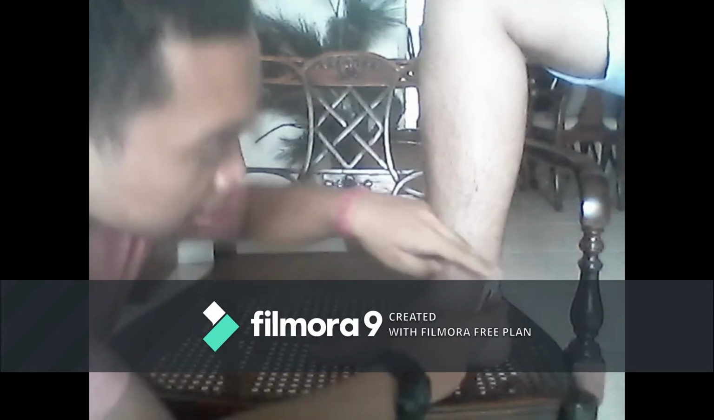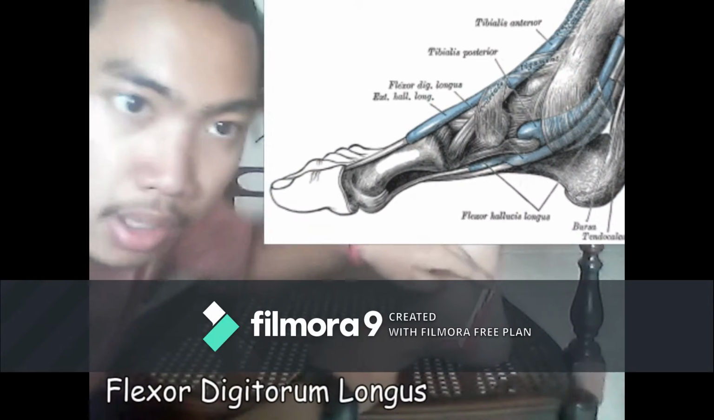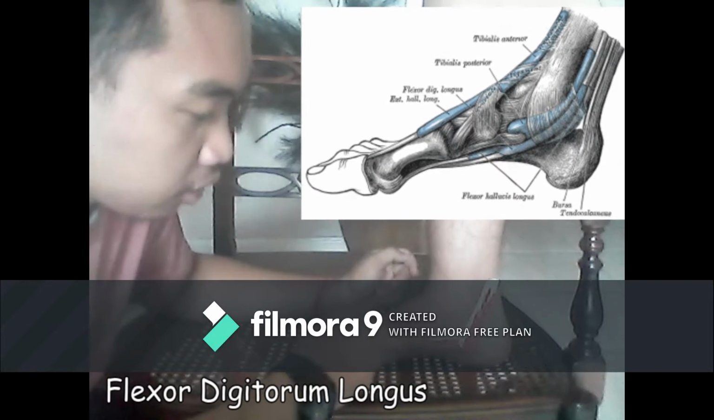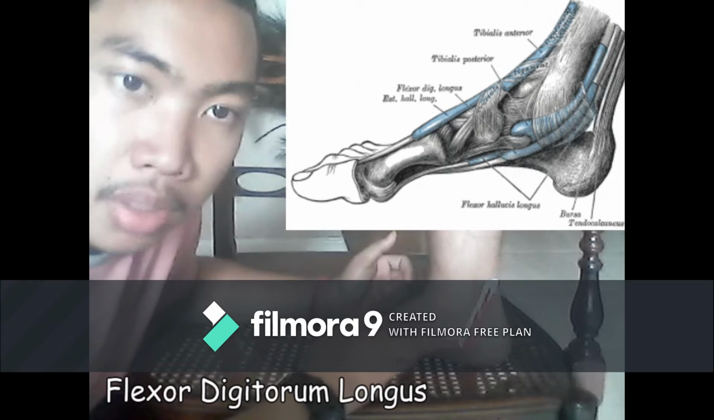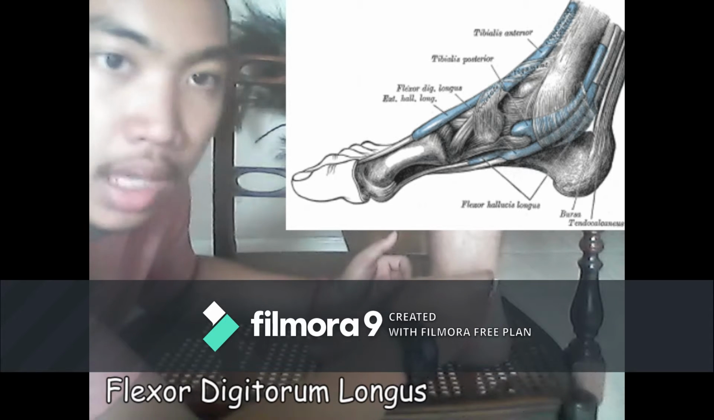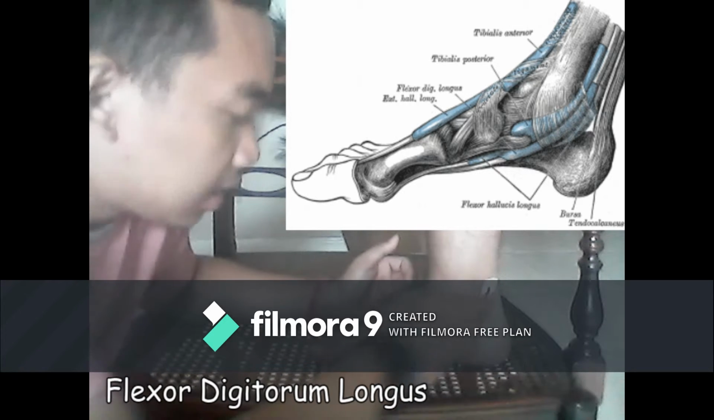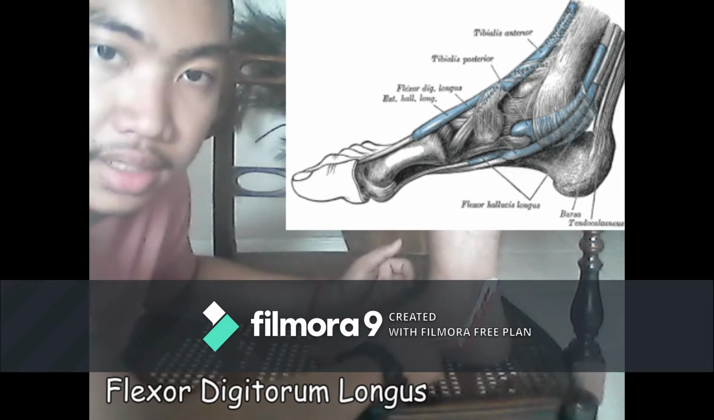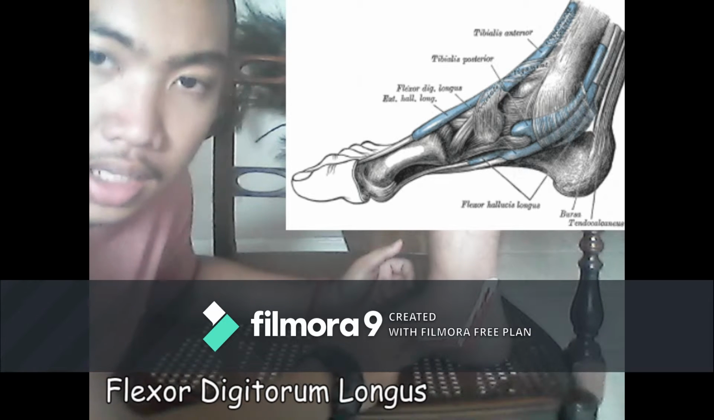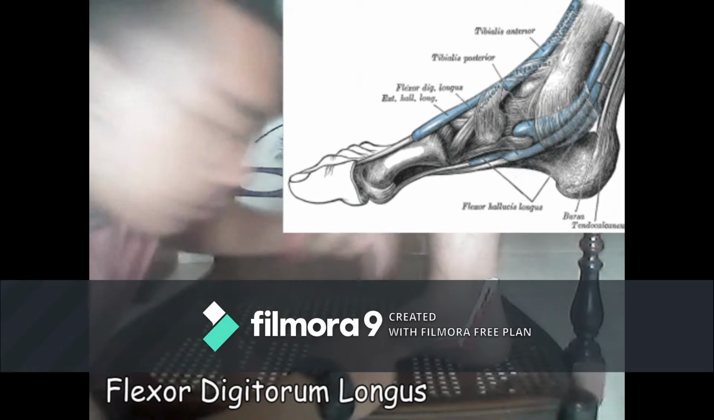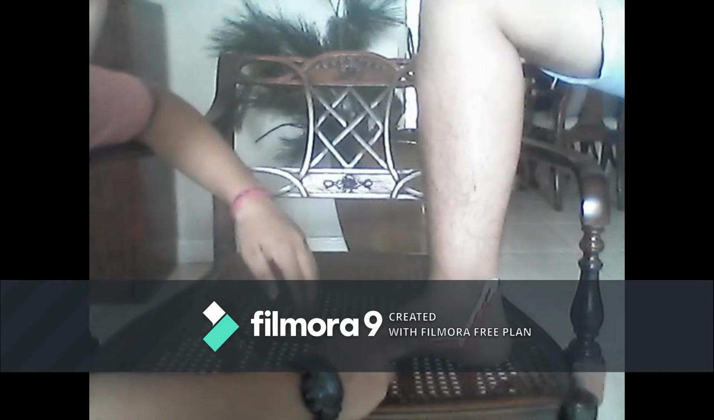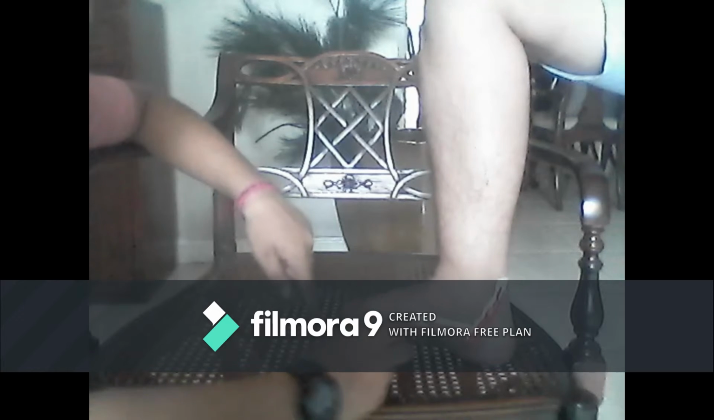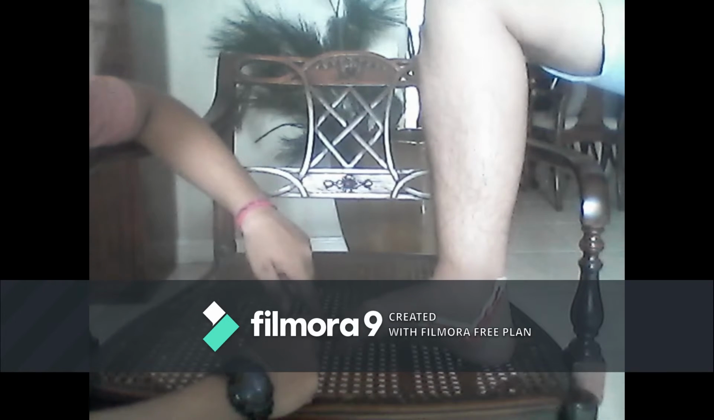So now I'll be talking about the flexor digitorum longus. So it originates from the posterior surface of the body of the tibia, and it is inserted at the plantar surface base of the distal phalanges of four lesser toes. So the actions of this is that it flexes the four smaller digits.